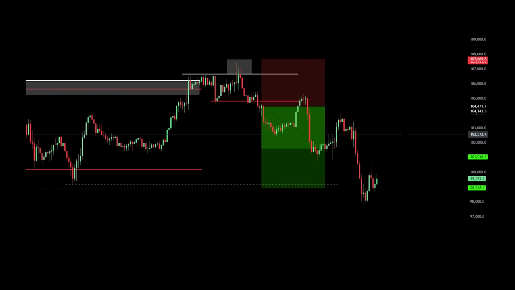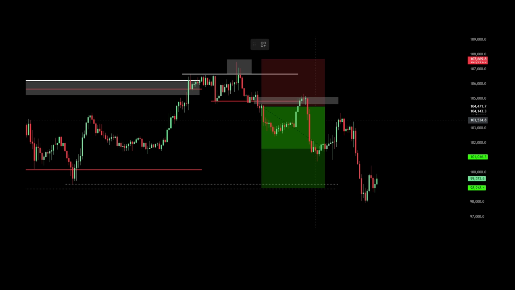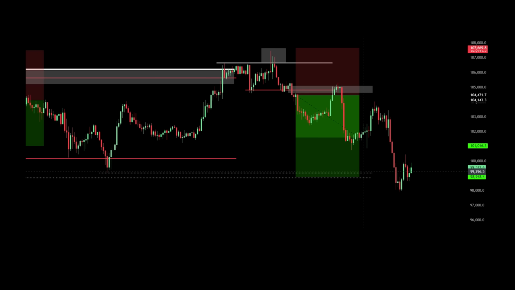Target hit. Also notice when we got a break of the structure at the CISD, price came back up to retest the CISD. This can often happen. You can also notice this is also a fair value gap. So price came back up, retested the fair value gap and also the CISD level before breaking more structure, eventually hitting our target.